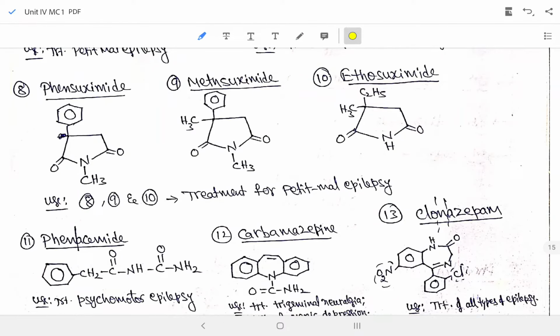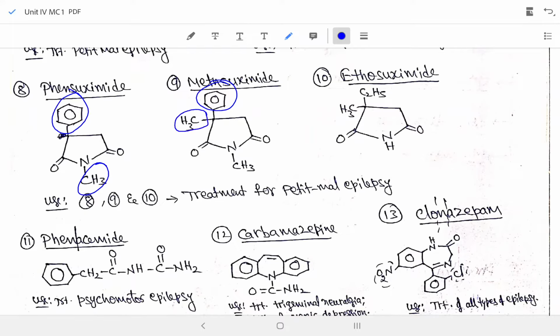Then comes succinimides. Succinimides, examples: phensuximide, methsuximide, ethosuximide. Phensuximide has a phenyl group here. Both methsuximide and phensuximide have phenyl groups. In phensuximide, only a phenyl group and a methyl group are attached to nitrogen. In methsuximide, the methyl group is retained. Here one hydrogen is there; instead of hydrogen, here it is a methyl group. So extra methyl group, so methsuximide. Ethosuximide, here an ethyl group is there, so ethosuximide.